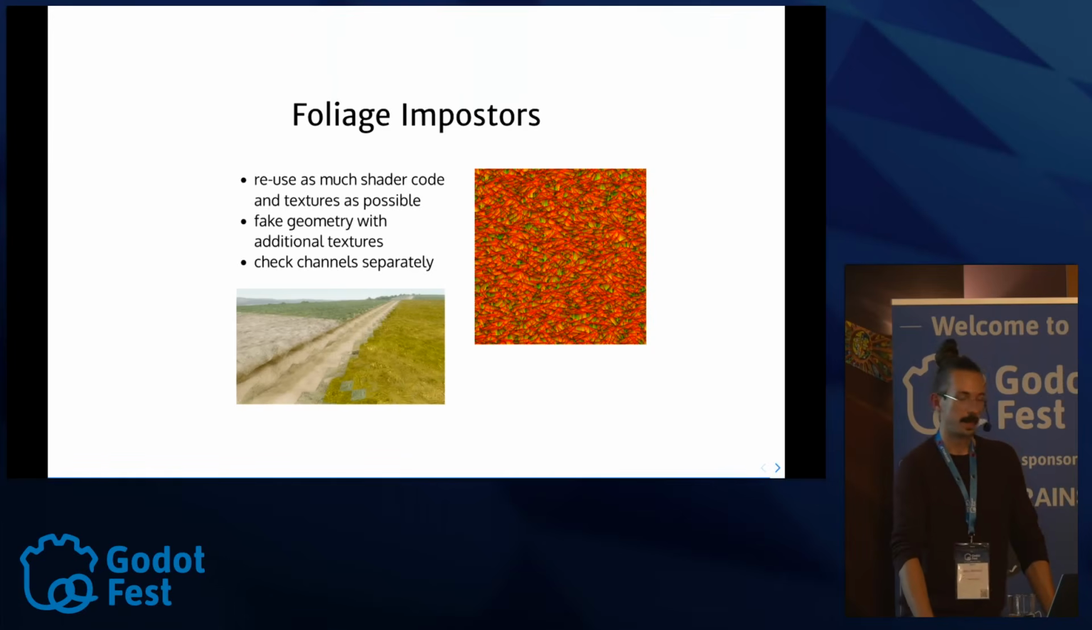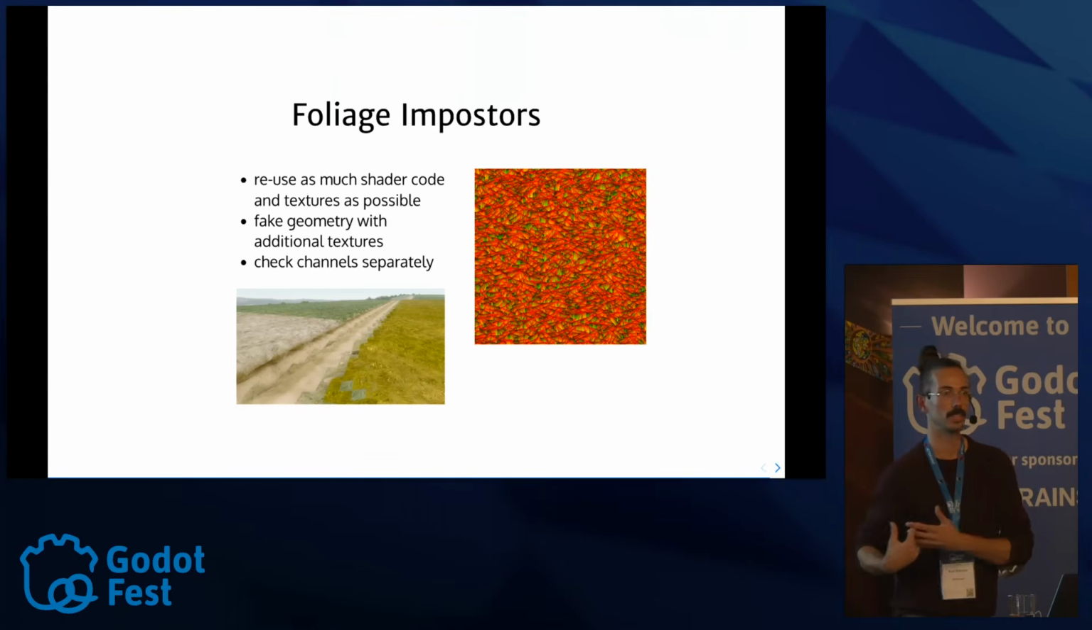And one thing that really helps when working on imposters is to check the channels separately. So we check the albedo buffer, the normal buffer, the ambient occlusion buffer, and so on. Because if you just work with the end result, you're going to be misled. You're going to have something that looks good in one lighting condition, but looks terrible in another. So that's why we check the channels separately. And if you're doing everything right, it should look very close to the original when rendered in normal rendering.